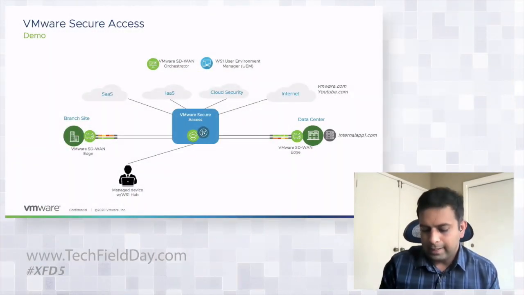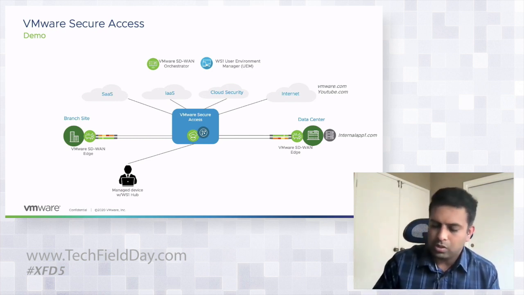When there are multiple POPs, we look at the geolocation of the IP of the user who is coming in, and we connect the user to the nearest POP, right?